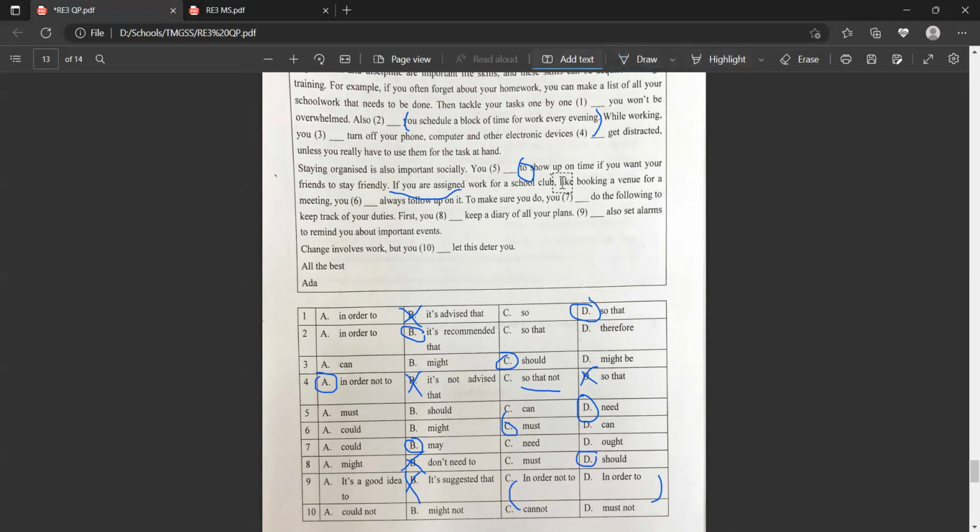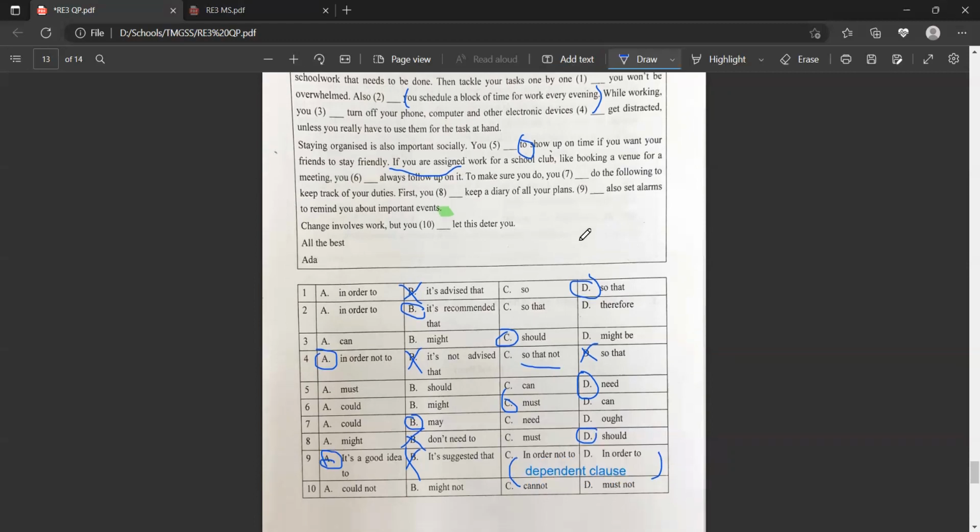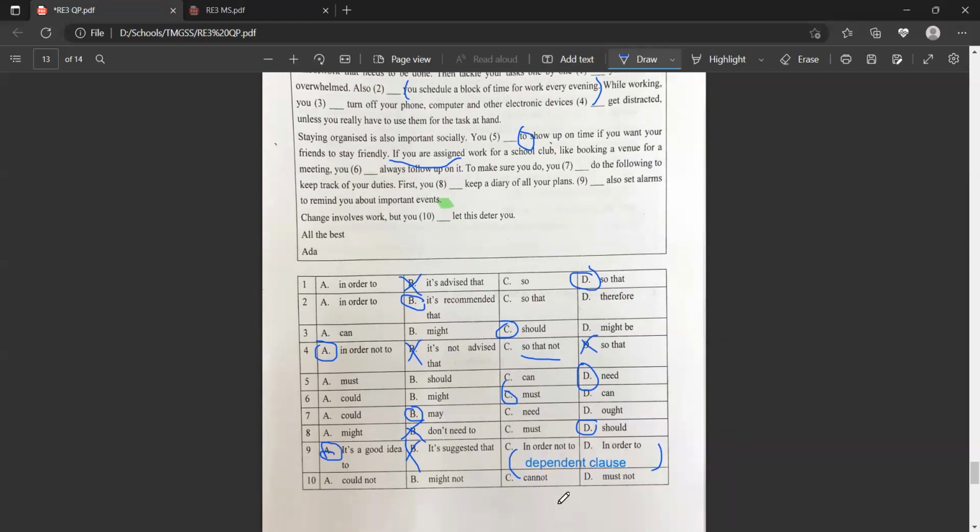Clauses starting with in order not to or in order to, they are called dependent. Okay. But here you see number 9 here, full stop already. So it is independent. So we cannot choose C or D. So the answer should be A. Change involves work, but you do let this deter you. You must not. Okay, very strong. Okay, this is D.